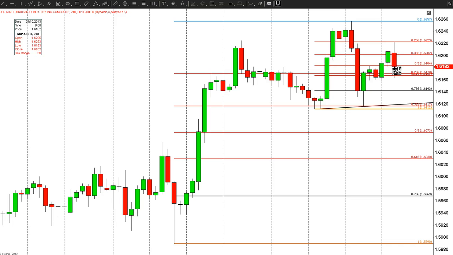In fact, even now, look at this candle here, 4-hour candle, new high. We haven't closed this candle yet, but if we were to close around here, that again would be a negative, a new high closing below the previous candle. So all in all, quite a negative picture for cable.